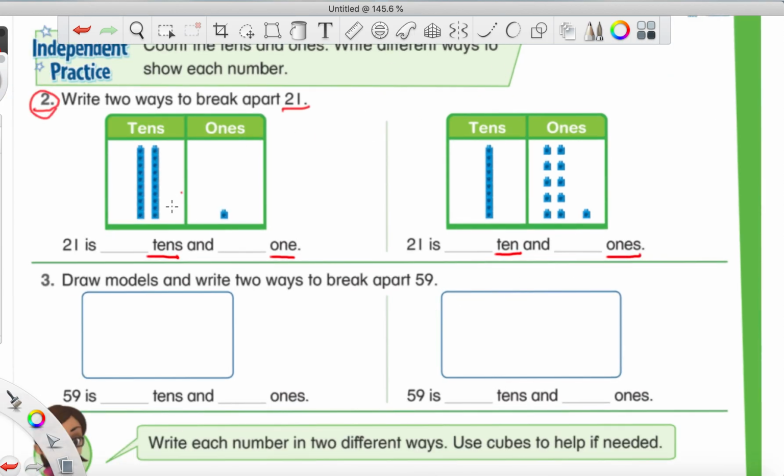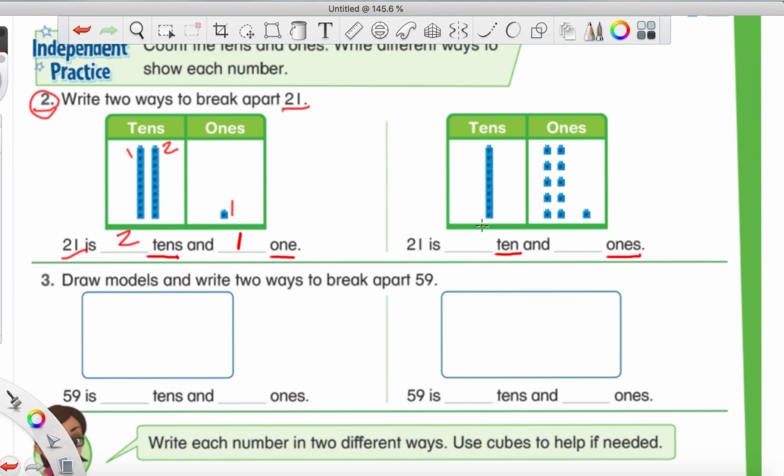Okay, so let's look at the first part. For number 21, how many tens and ones? Well, let's count them. 1, 2. So we have 2 tens. And how many ones? Well, just 1. So we have 2 tens and 1 one.